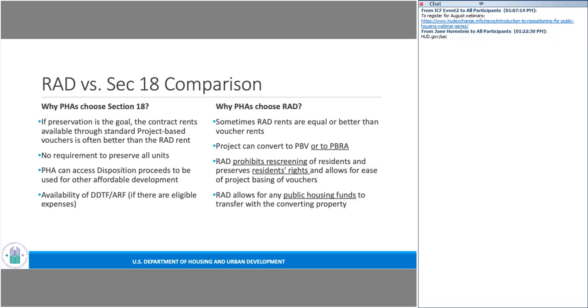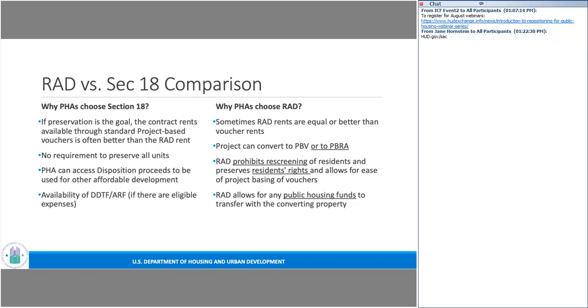And then lastly, RAD allows for any public housing funds to transfer with a converting property. Under Section 18, the PHA cannot bring any remaining public housing funds with the property after it's left. Those public housing funds could not be transferred over to what would then be a project-based voucher property. But under RAD, they can be, and they can.